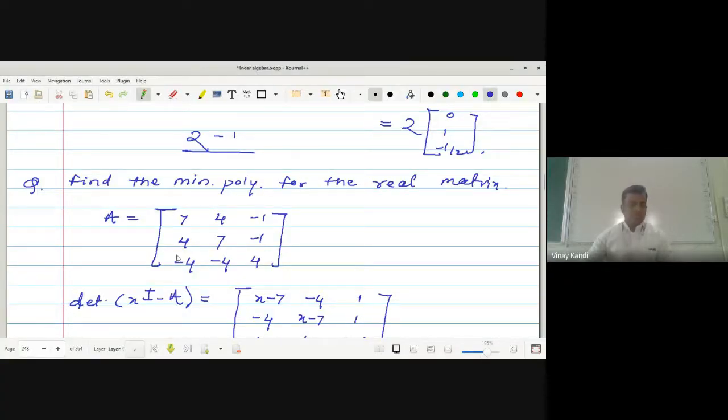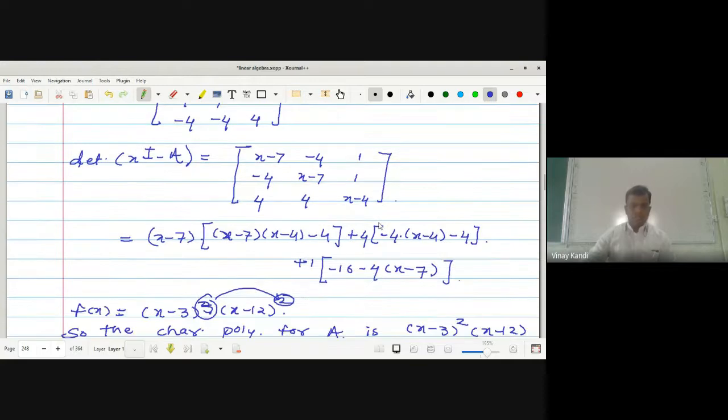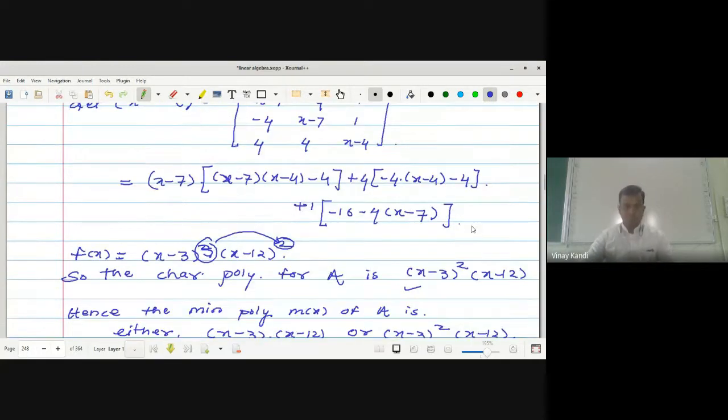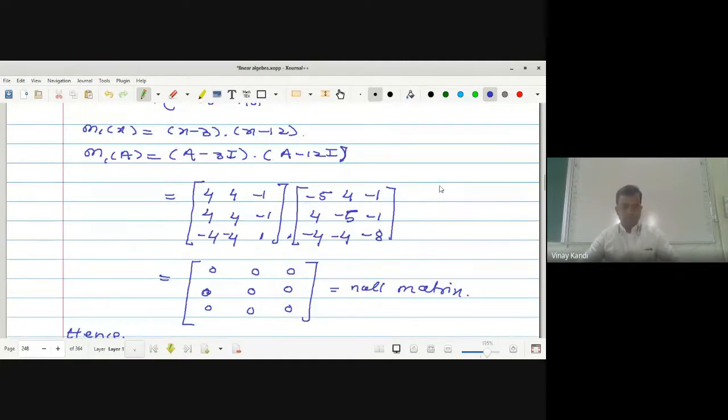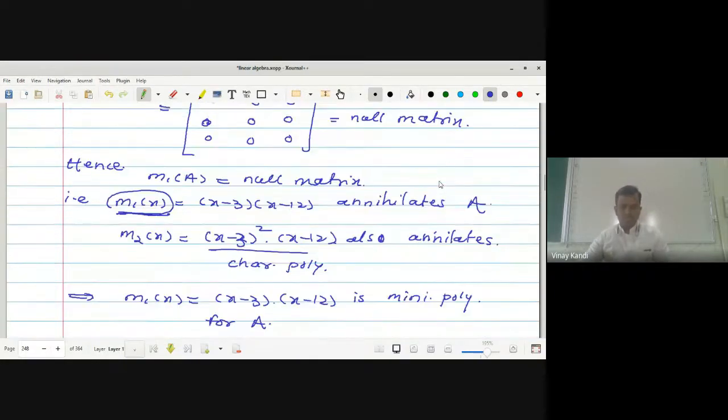Good afternoon. In the last lecture, we saw how to find the minimal polynomial for the real matrix A, and how to find the characteristic vectors and characteristic values of the matrix A. Today we will see the last theorem of the first chapter.